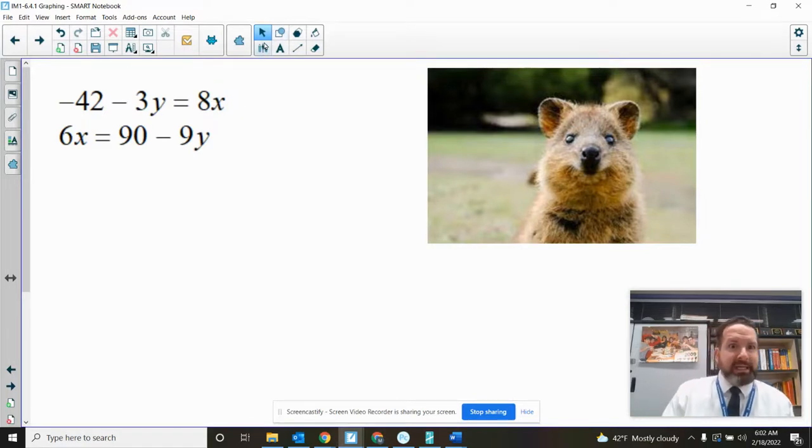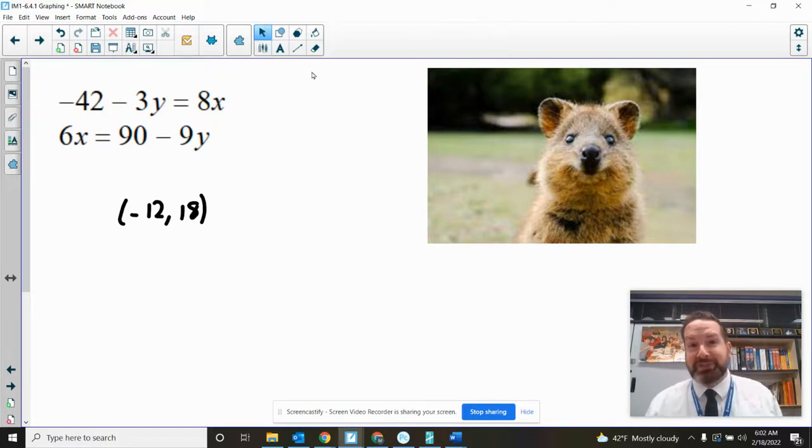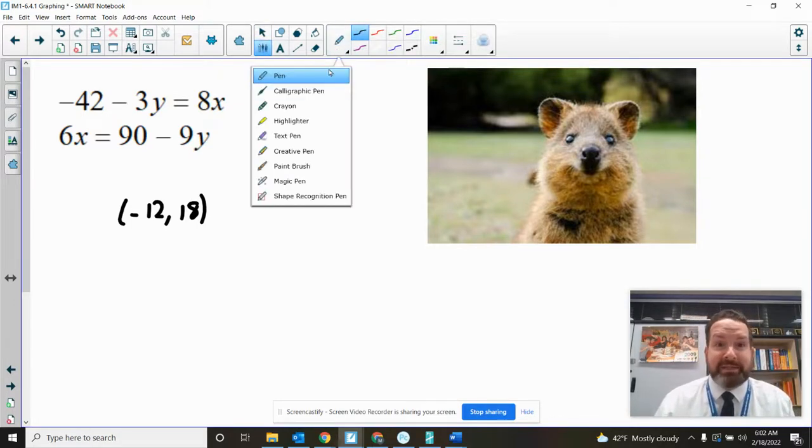I hope you can see why I like this method. It is quick, it's efficient, and there's not a whole lot of work that needs to be done. And as a lazy mathematician, I like that. Okay, there it is.